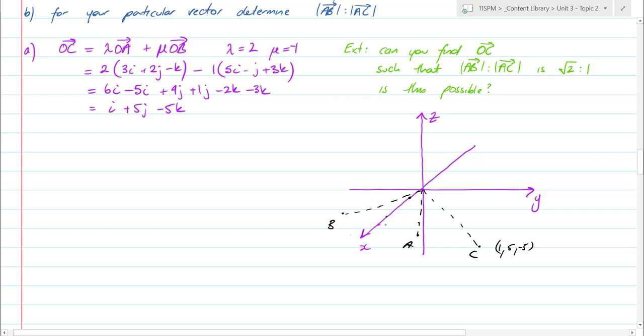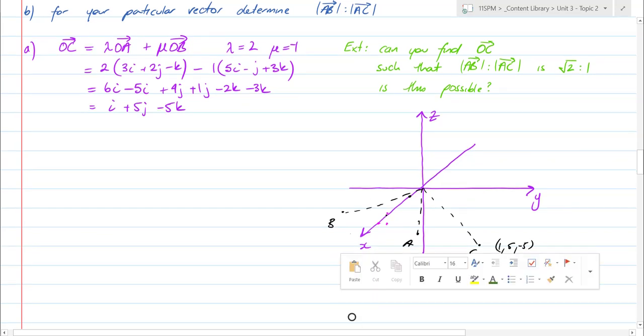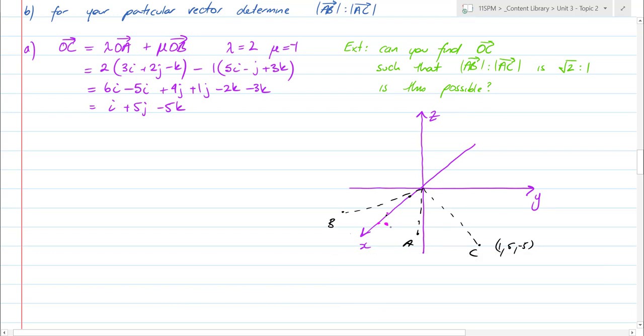Plus half J, which is here, and then plus K, so up 1. Again, my diagram's not brilliant, but that should be about here, really. And you can see here that C's ended up in between B and A. But that's not a brilliant diagram. But that works. That's how we can find a third point that's collinear, or we can backtrack that to prove something collinear. For your particular vector, determine AB to AC.